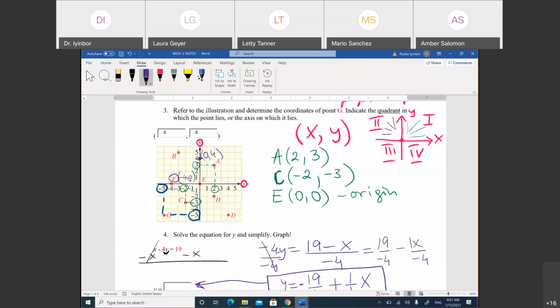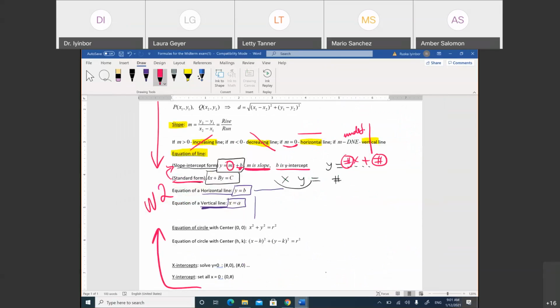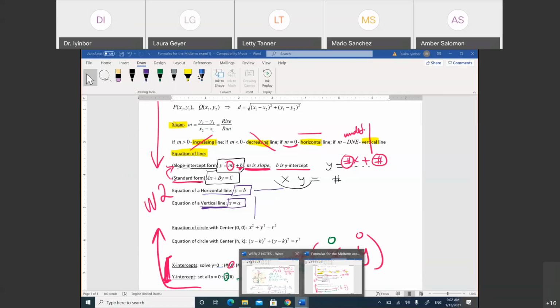And that rule is also in the formula sheet. In the formula sheet down here, it says x-intercept, y-intercept. So when you find the x-intercept, always the second number is 0, because remember the first one is x, the second one is y. So if you're talking about the x-intercept, the y is going to be 0. If you're talking about the y-intercept, the first number is going to be 0. So that's how you find it. This is the rule to find the x-intercept and y-intercept. So that's exactly what you're going to follow.